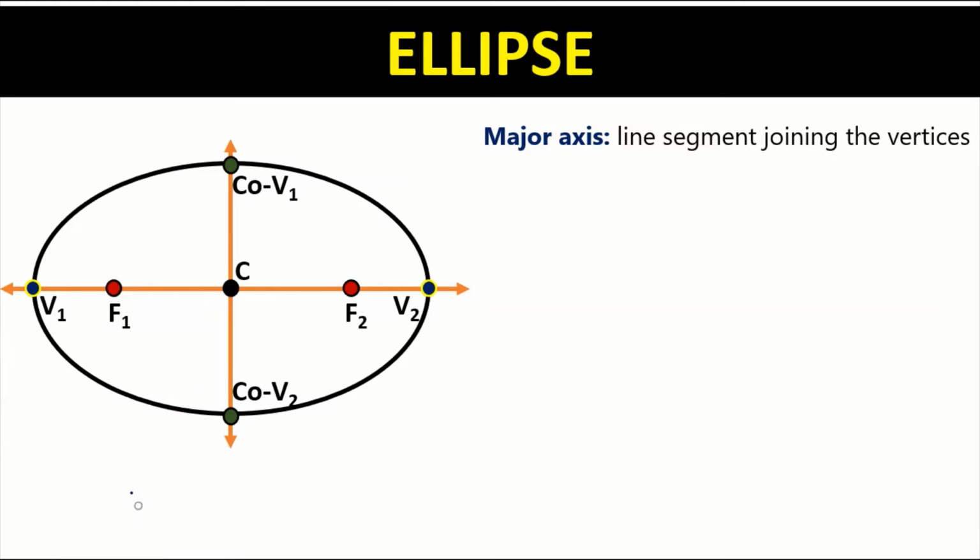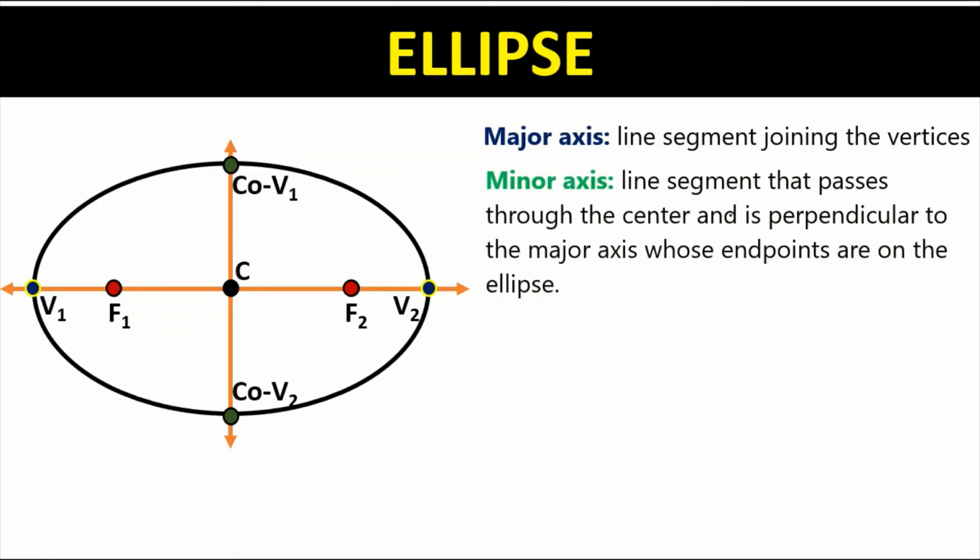We have also the minor axis, the line segment that passes through the center and is perpendicular to the major axis, whose endpoints are on the ellipse. So in here, the minor axis is here, wherein ang endpoints niya ay nasa co-vertices. And yung major axis, ang endpoints niya ay yung nasa vertices.